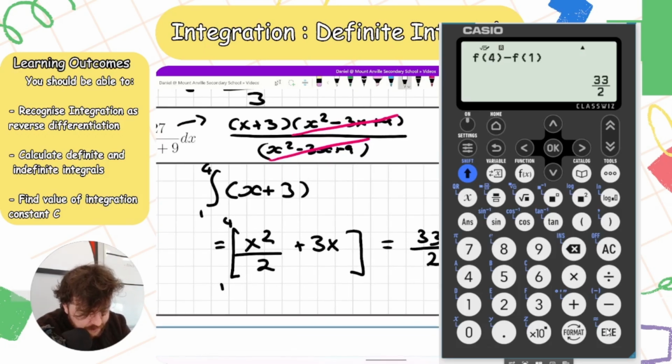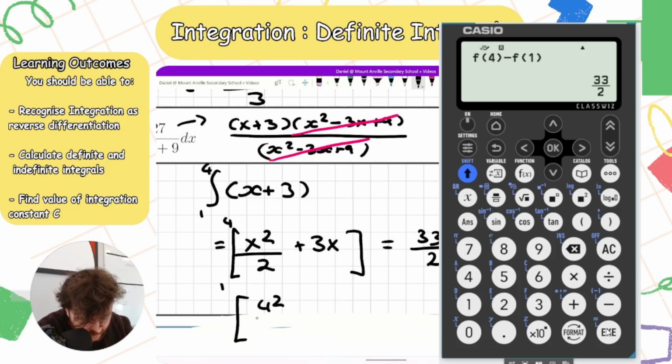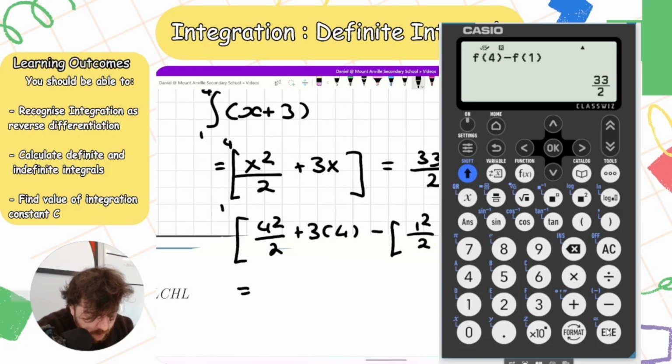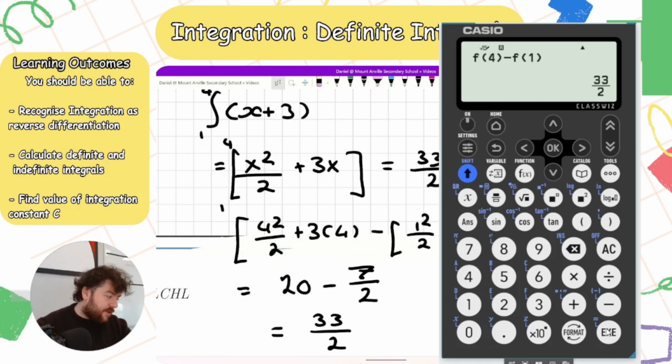So just to double check, I'm going to have here 4 squared all over 2 plus 3 times 4, then subtracting 1 squared all over 2 plus 3 times 1. This will be 8 plus 12, which is 20, minus a half plus 3, so minus 7 over 2. Which actually is equal to 33 over 2, which is the same answer I got on my calculator. So there's two ways of doing it.